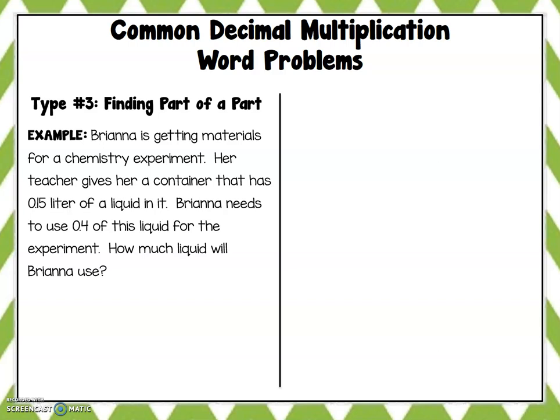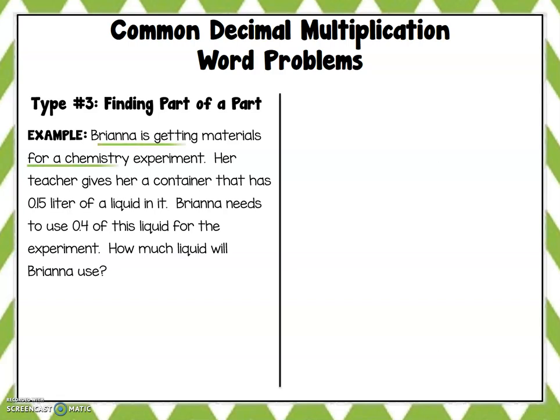For example, Brianna is getting materials for a chemistry experiment. Her teacher gives her a container that has 0 and 15 hundredths liter of a liquid in it. Brianna needs to use 0 and 4/10 of this liquid for the experiment. How much liquid will Brianna use? So this is definitely easy to picture because we've all been in science class where we've been given materials and we have to use part of it in order to make the experiment work.